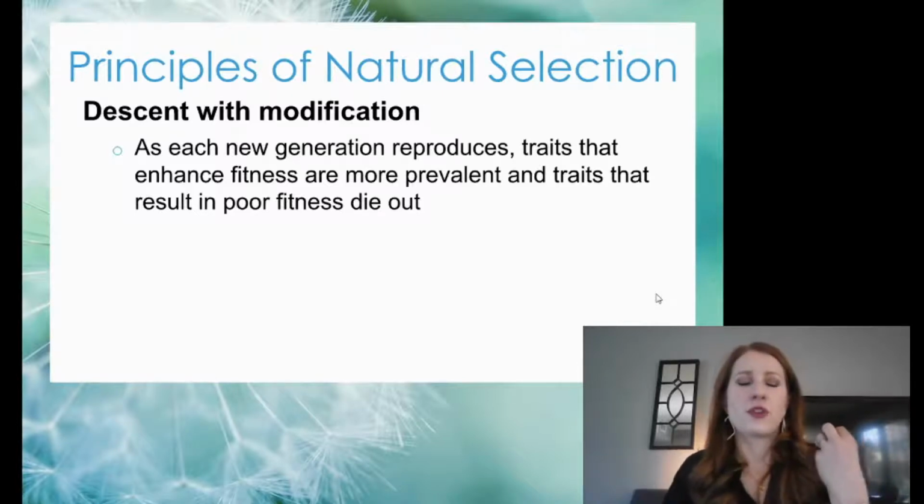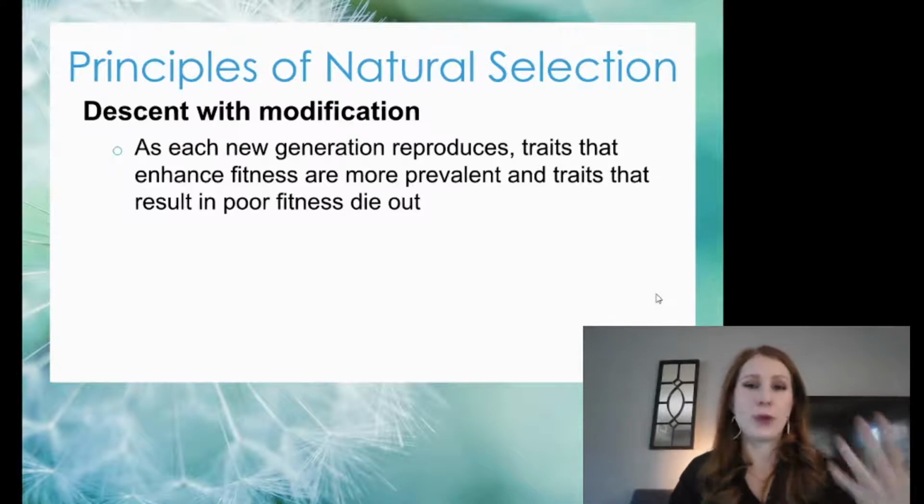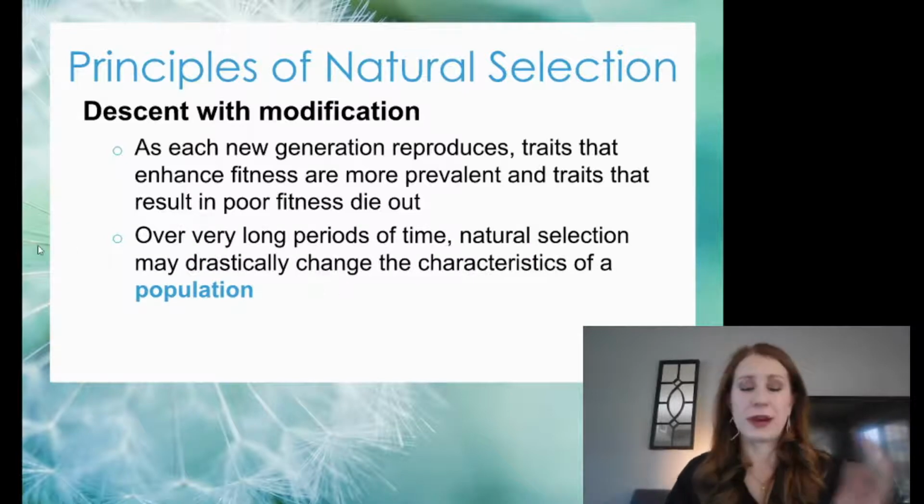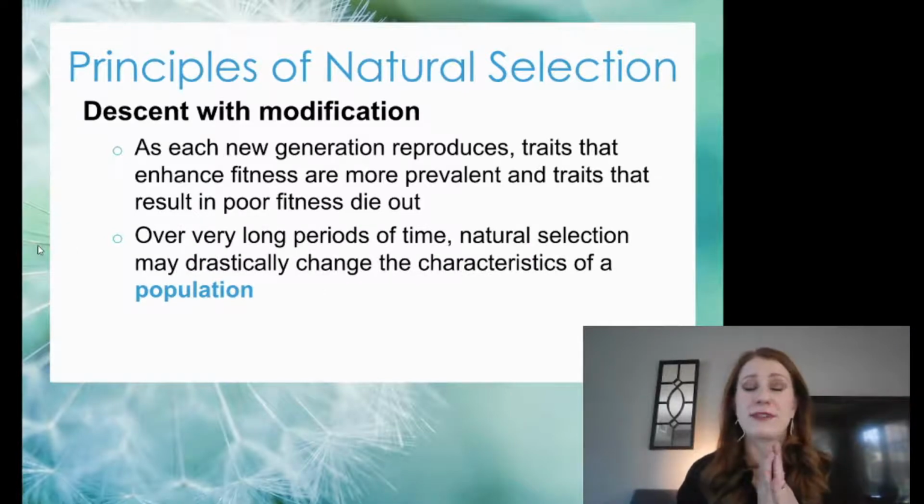So the traits that help you be more fit will become more prevalent or more common and traits that make you less fit will die out, because if you're less fit, you don't get to reproduce as much. Over really long periods of time, this can change the characteristics of our population drastically.